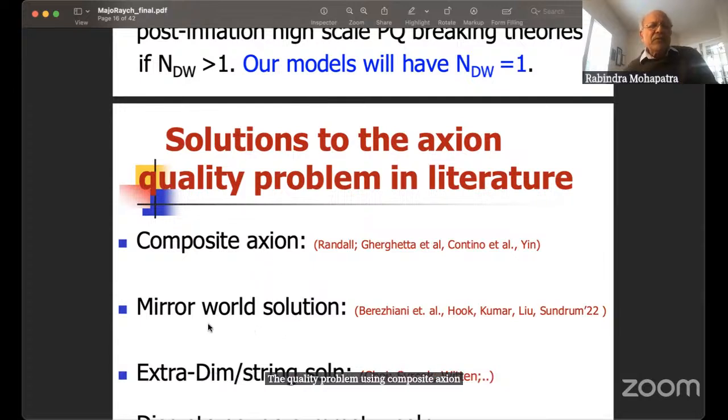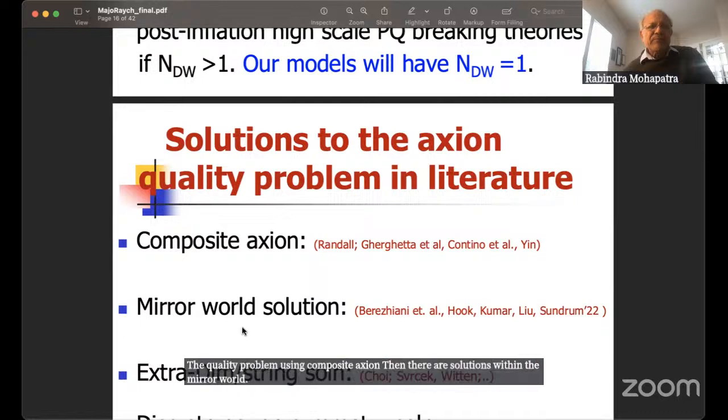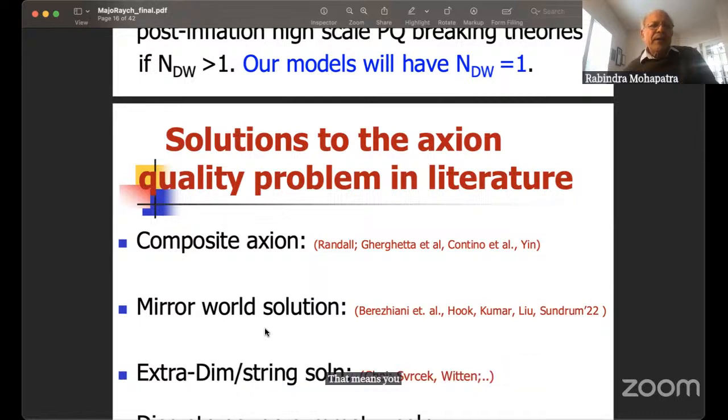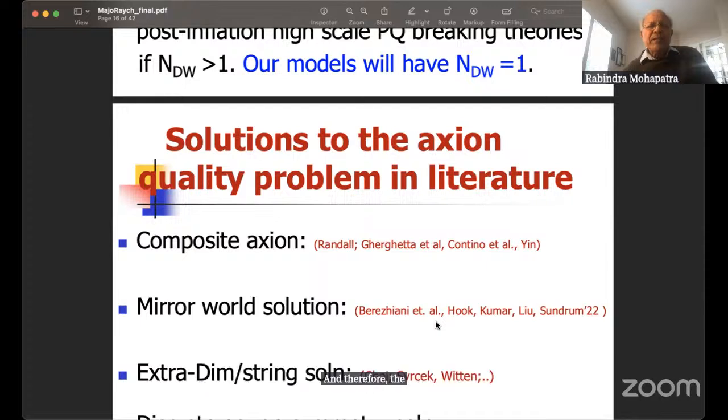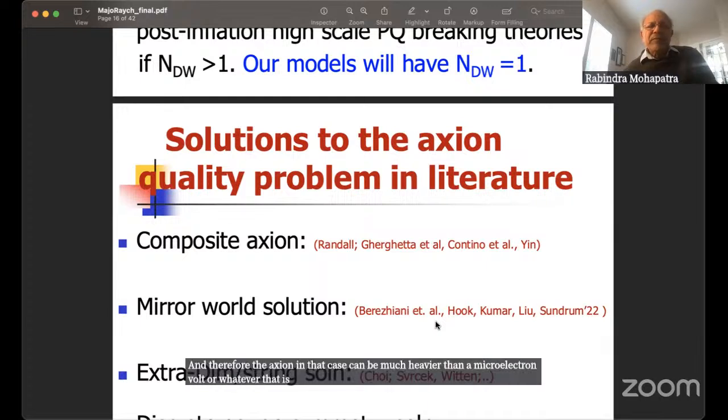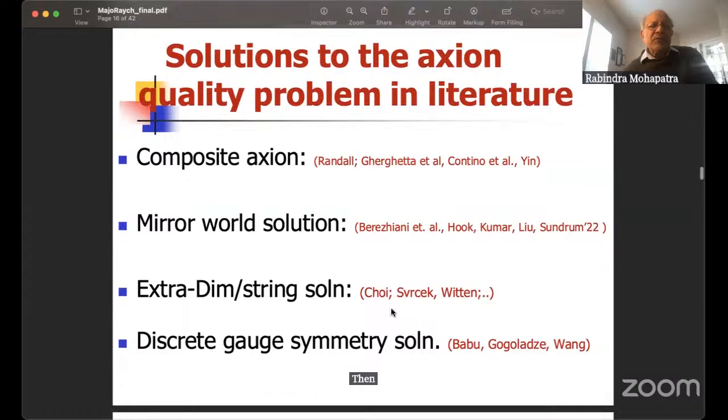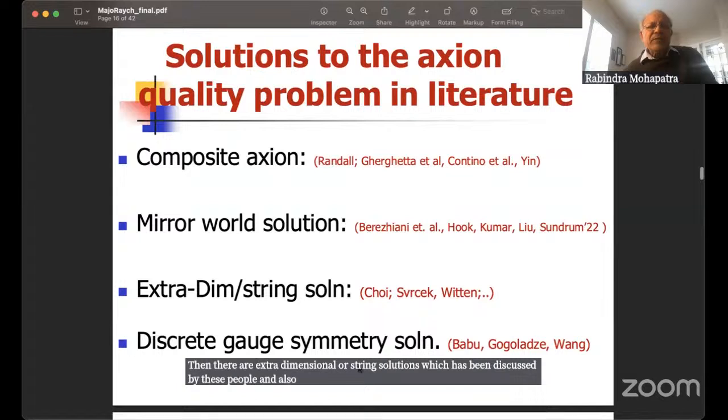Then there are solutions which use mirror worlds. That means you say that there is a duplicate of our world, which is the mirror world. In that case, it is the mirror world strong coupling which gets into the axion mass formula. And therefore, the axion in that case can be much heavier than the micro electron volt or whatever that is generally talked about. So that's another class of solutions to the quality problem. Then there are extra dimensional or string solutions which have been discussed by these people, and also there are discrete gauge symmetry solutions to this problem.